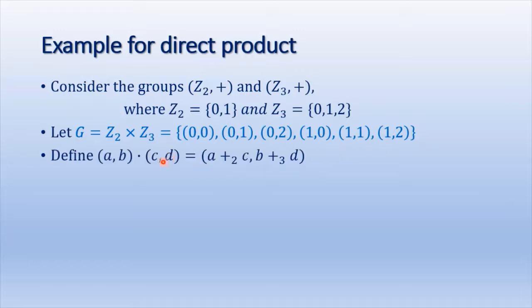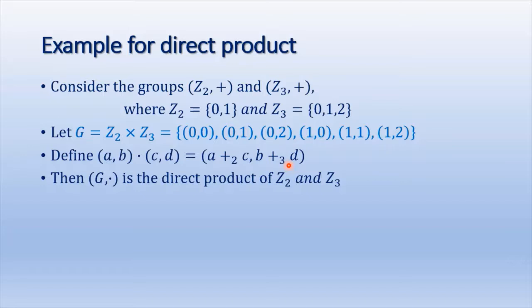So here the operation dot is defined like this. The first elements are from Z2 and the second elements are from Z3. So (A, B) dot (C, D) is equal to (A addition modulo 2 C, B addition modulo 3 D). So when you are adding these two elements, you should use addition modulo 2 for the first elements. For the second elements, you took the elements from the set Z3, so the operation should be addition modulo 3.